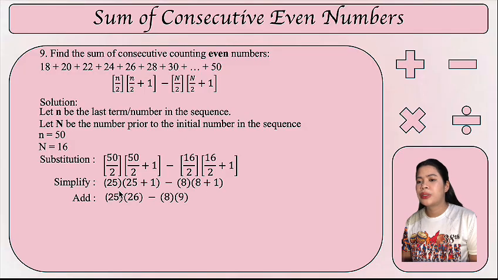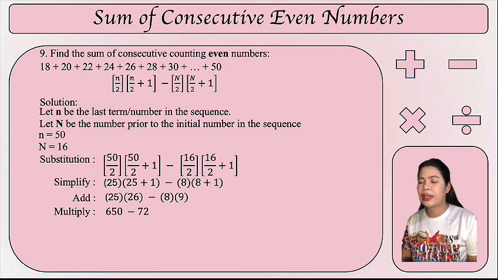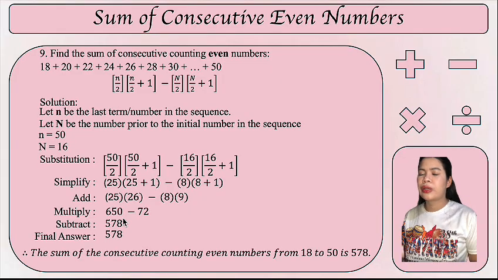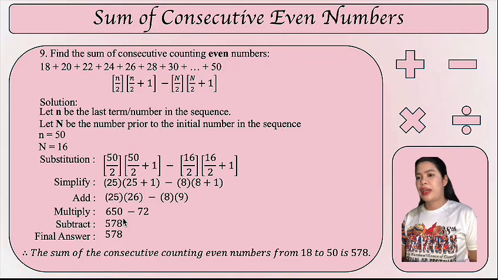So I add these numbers. So 25 plus 1 is equal to 26 and 8 plus 1 is equal to 9. So 25 multiplied by 26 minus 8 times 9. So 25 times 26 is 650, minus 8 times 9, 72. Now, we are going to subtract 650 minus 72. So we are getting 578. So the final answer would be 578. So therefore, the sum of the consecutive counting even numbers from 18 to 50 is 578.